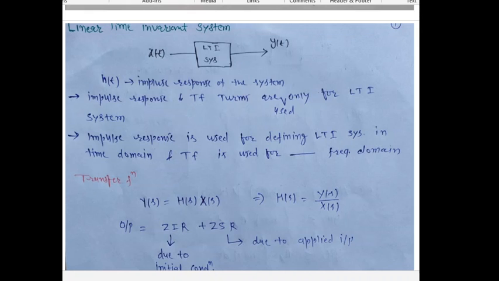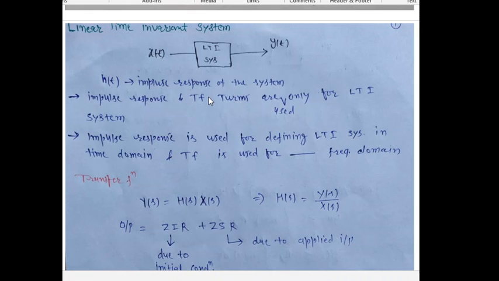So first we start with the linear time invariant system. Here it is, the LTI system, and we already discussed linearity and time invariance. Here is the block diagram of a simple LTI system. If we give the input x(t), then we get the output y(t) through the impulse response of the system.